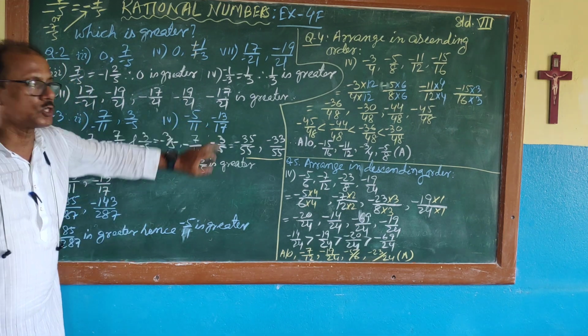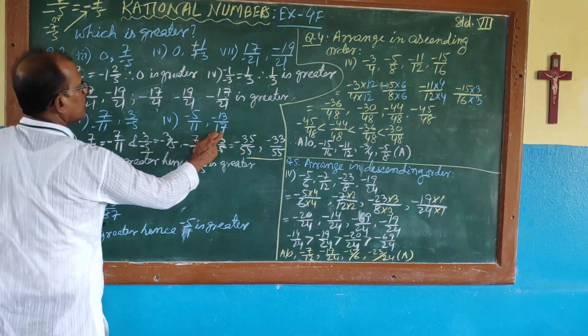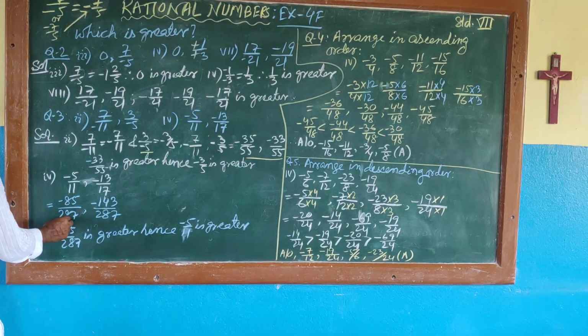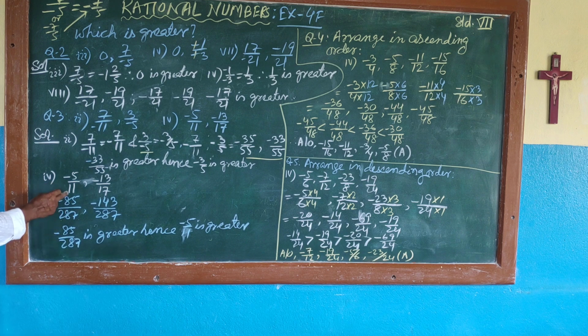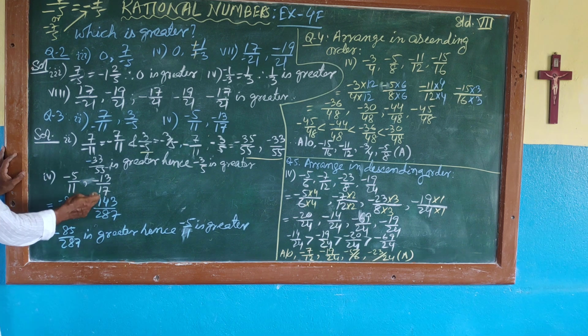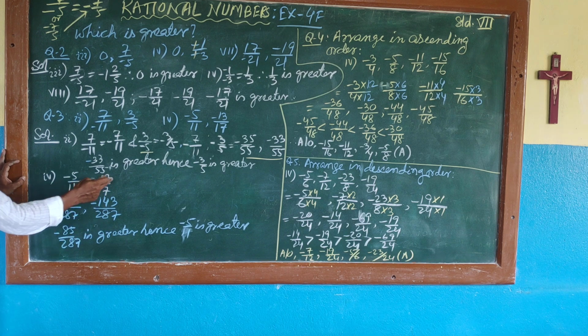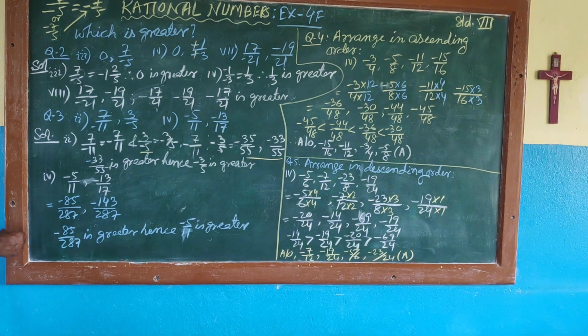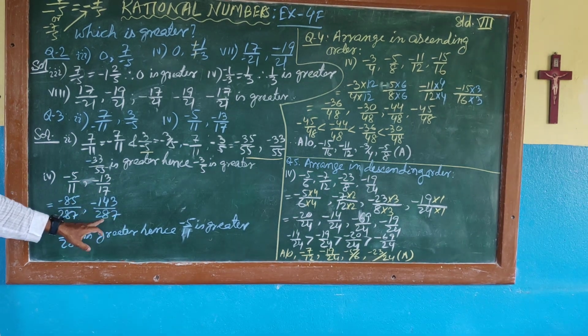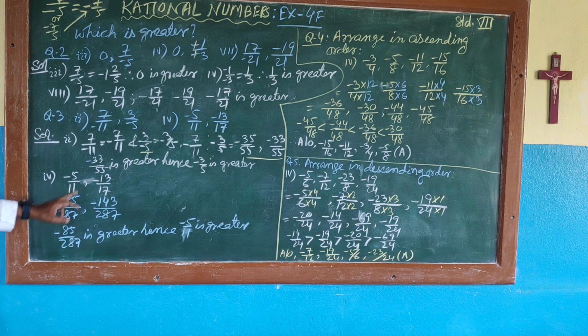But if you make these two as rational numbers, 17 into 11 will be the LCM, that will become 187, and then if you divide this you will find 17 fives are 85, minus 85. Now if you divide 187 by 17 you will find 11 into 13 is minus 143. So if you convert it to like terms, it will be minus 85 by 187 and minus 143 by 187. Definitely minus 85 by 187 is greater. Therefore this is greater. Otherwise go for the cross multiplication.